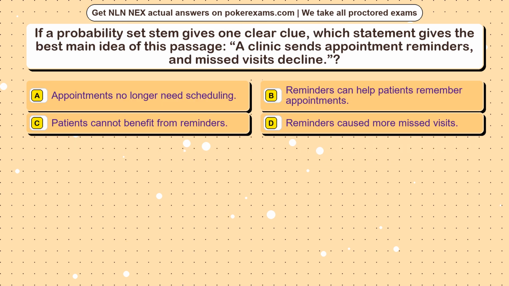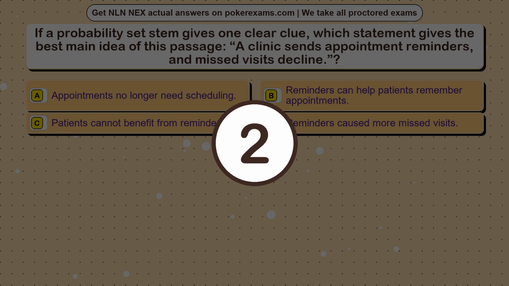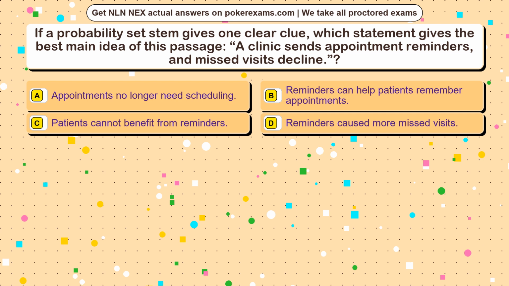Question 4. If a probability set stem gives one clear clue, which statement gives the best main idea of this passage? A clinic sends appointment reminders, and missed visits decline. Option A, appointments no longer need scheduling. Option B, reminders can help patients remember appointments. Option C, patients cannot benefit from reminders. Option D, reminders caused more missed visits. The correct answer is option.